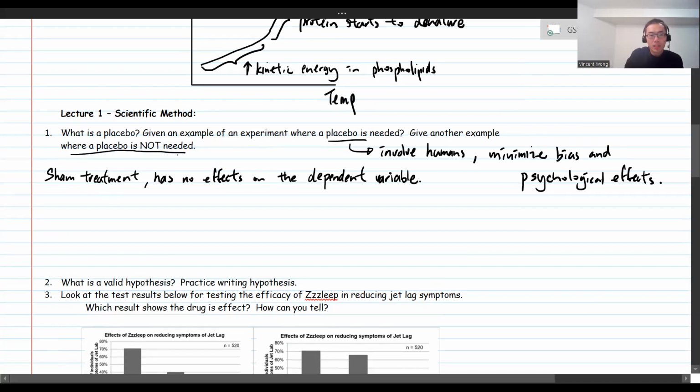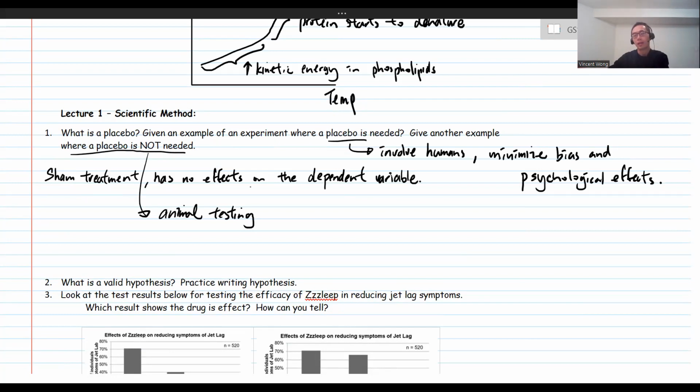When do we not need a placebo? Animals, right? Animal testing. Remember the example we did in class with the cows? If you give them more protein, is there going to be a change in the milk yield? So we don't need a placebo group. And cows don't have bias, right?